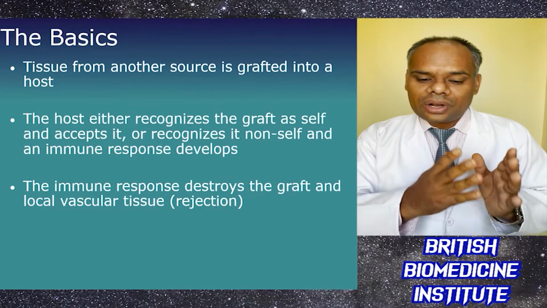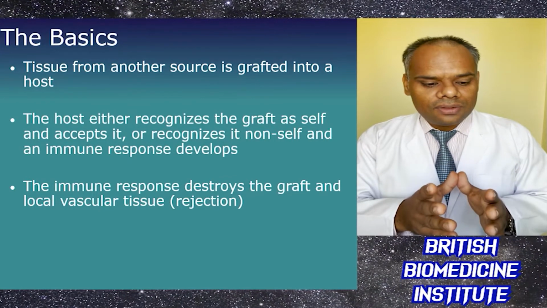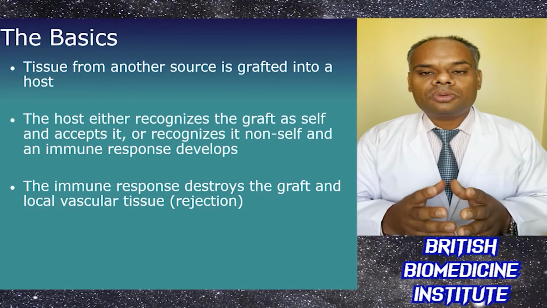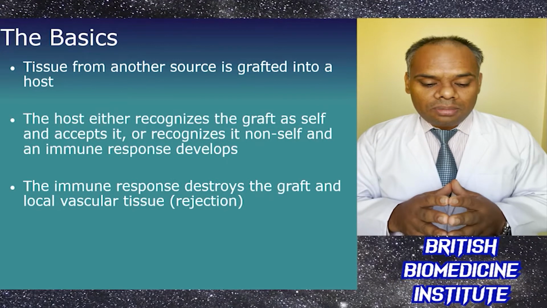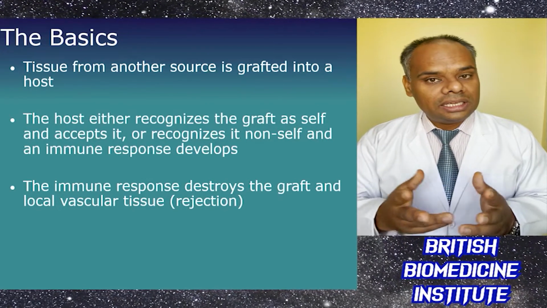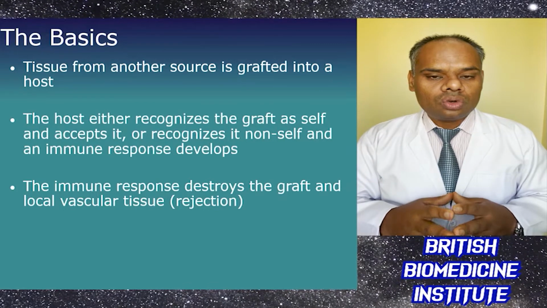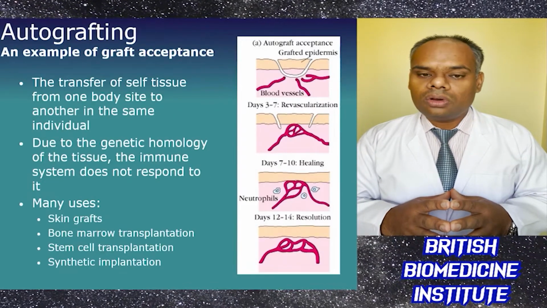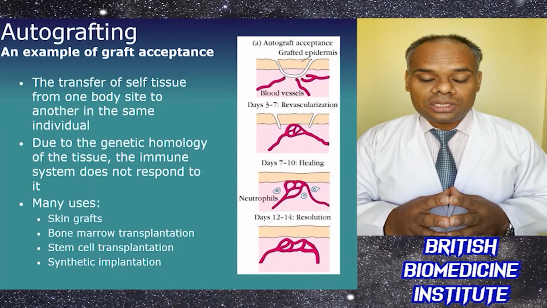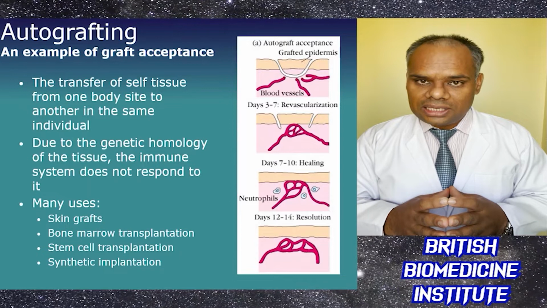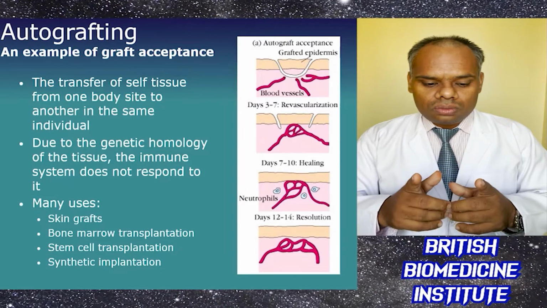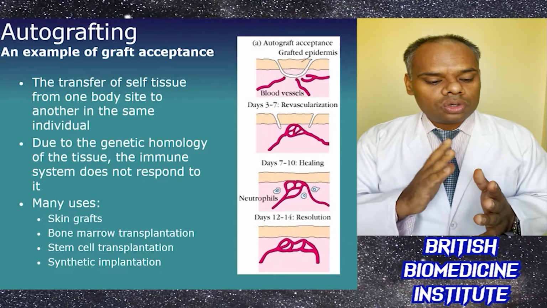The host either recognizes the graft as self and accepts it, or recognizes it as non-self, and an immune response can develop against it. The immune response destroys the graft, and local vascular tissue can reject it. Autografting is the example of graft acceptance: the transfer of self tissue from one body site to another in the same individual. Due to genetic homology of the tissue, the immune system does not respond to it.